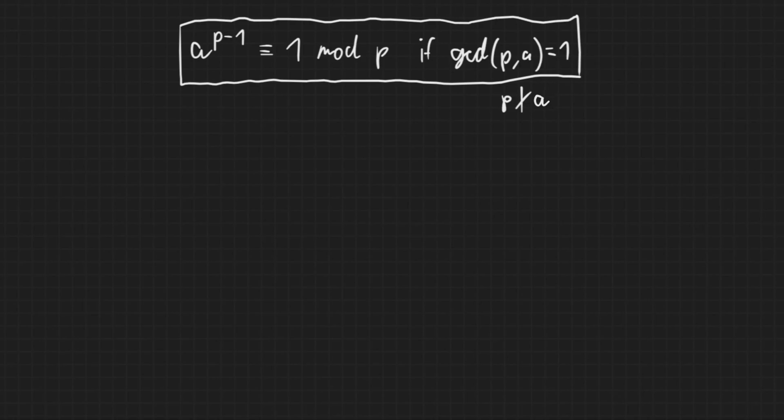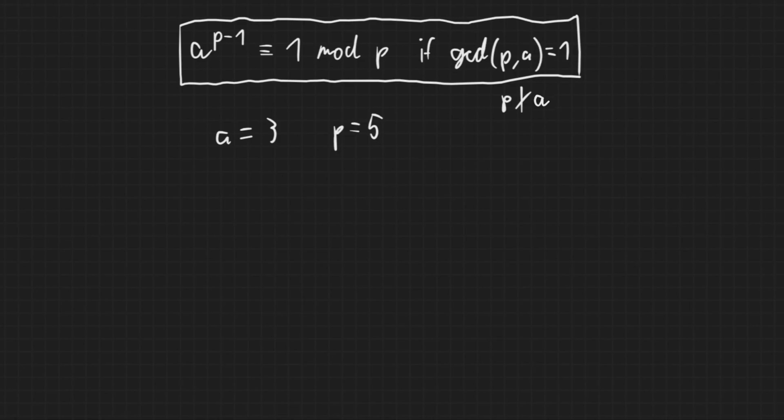First, let's look at an example. We set a to 3 and p to 5, so 5 is prime, and a doesn't share any factors with p, so that's good. Then the theorem says that 3 to the power of 5 minus 1, which is 4, should be equal to 1 modulo 5. And if we do the math, 3 to the 4th power is 81, and this is indeed 1 modulo 5.